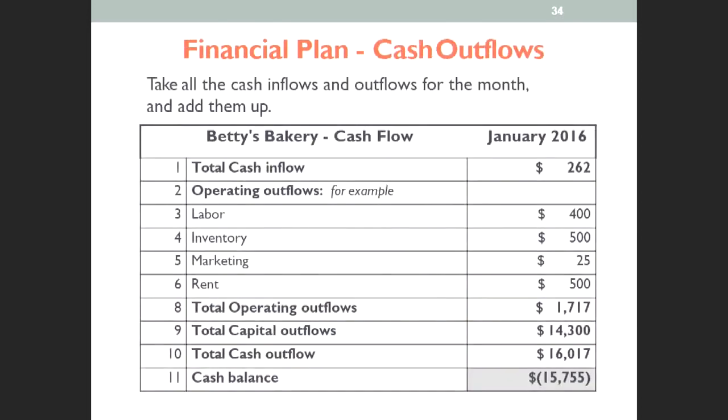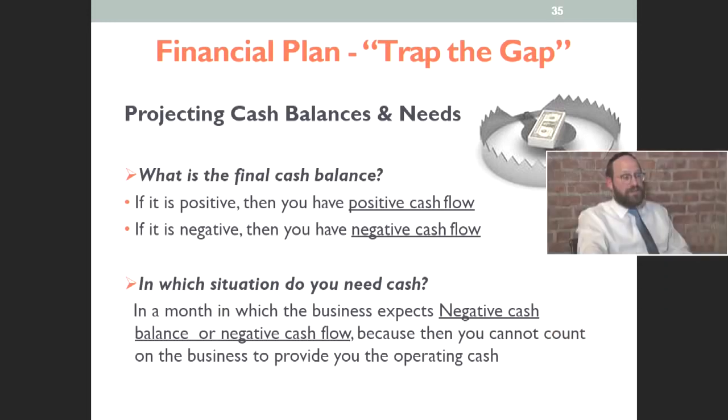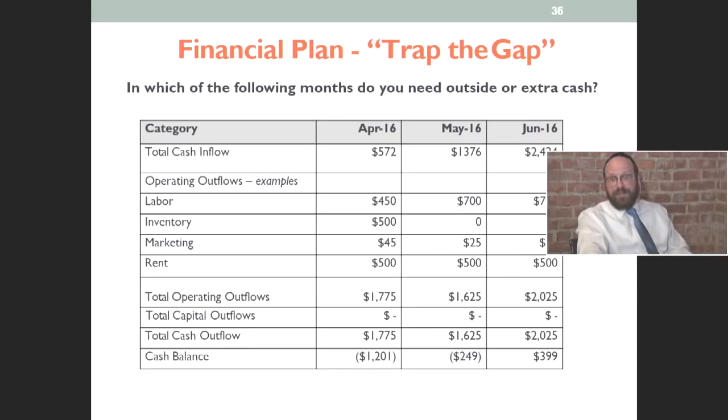This negative number is what your cash balance is and what your needs are. If it's positive, you're in a positive cash flow. If you're negative, you're in a negative cash flow. In which situation do you need cash? In a month where the business expects a negative cash balance or a negative cash flow, because you cannot count on the business to provide the operating cash. So you have to fill the gap. As we said, trap the gap. Here is where you're going to need money.